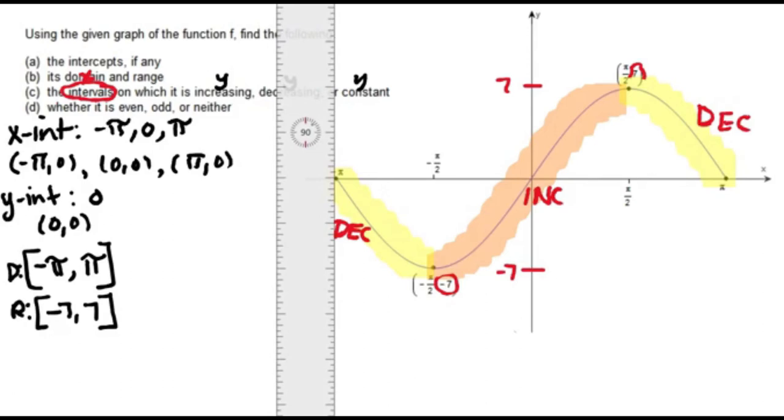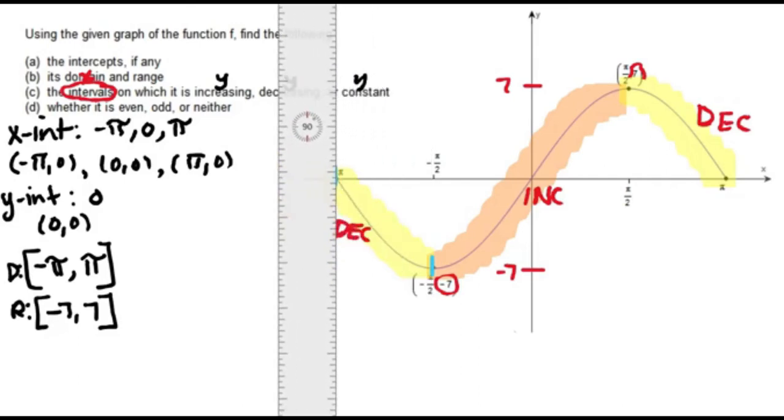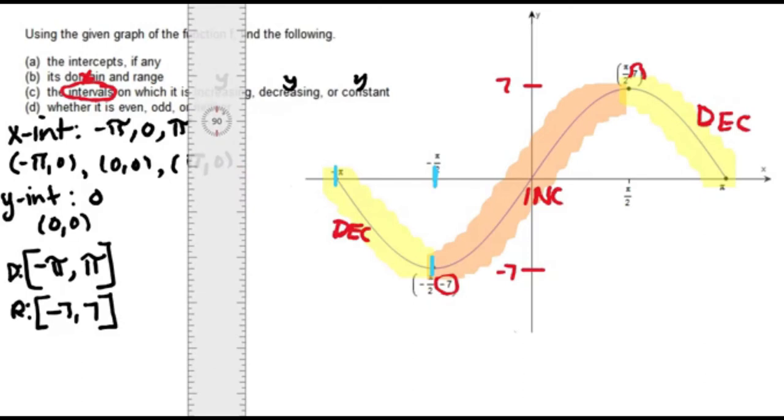and I notice that the first time my ruler hits this decreasing section is here. I'm still hitting it, and then the last time it hits that decreasing section is here, which is right here. So I'm going to say that this function is decreasing from negative pi, let me give myself a little bit more room. It is decreasing from negative pi to negative pi over 2.